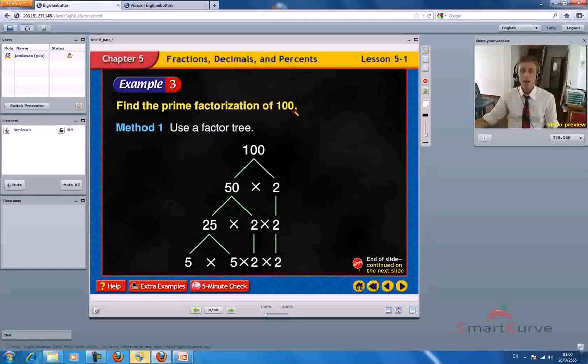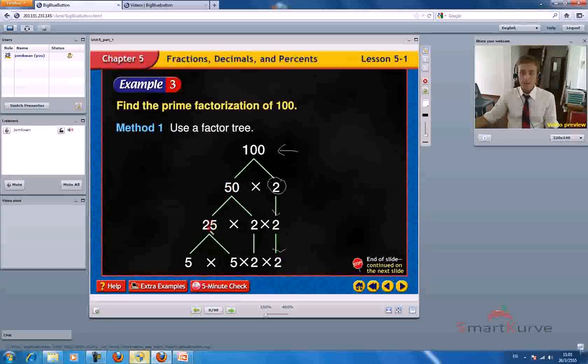Find the prime factorization of 100. You use a factor tree. Start with the number that they're asking for, 100. Then start dividing it. 100 divided by 2 is 50 times 2. You're trying to get all prime numbers. 2 is a prime number, so we're carrying it all the way down, with an arrow going all the way down.